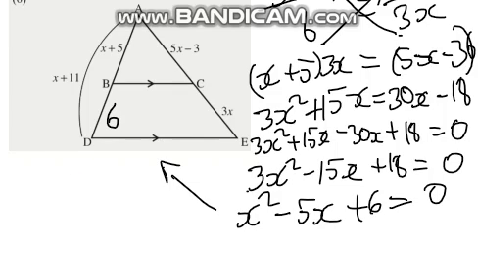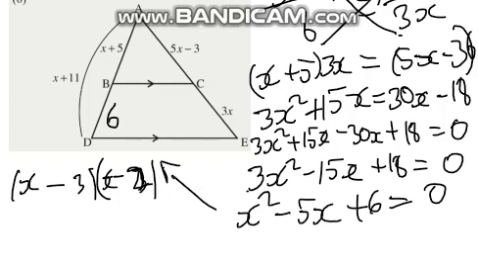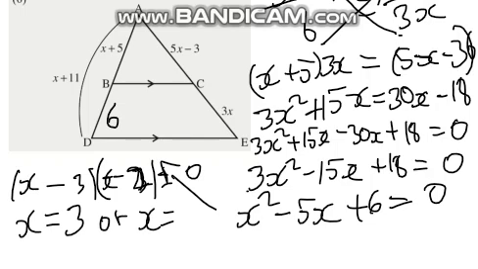I'm going to open 2 brackets. I'm going to say x, x, and 3 and 2. So this is negative and negative, and it is equal to 0. So therefore, x is equal to 3 or x is equal to 2. This is how we would solve for x with this equation.